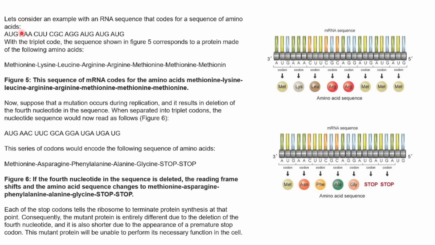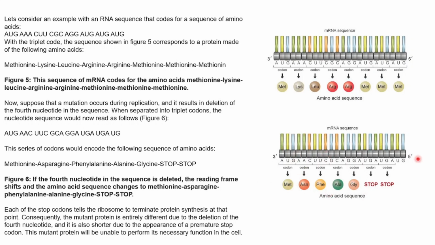So this particular nucleotide is deleted, and when separated into triplet codons, the nucleotide sequence will now read like this. If the fourth nucleotide is deleted, this will lead to a completely different set of amino acids. See, it was methionine, lysine, leucine, arginine, methionine previously. Now it's methionine, asparagine, alanine, glycine, and then stop. So it is getting prematurely terminated. The amino acid sequence is also completely different.